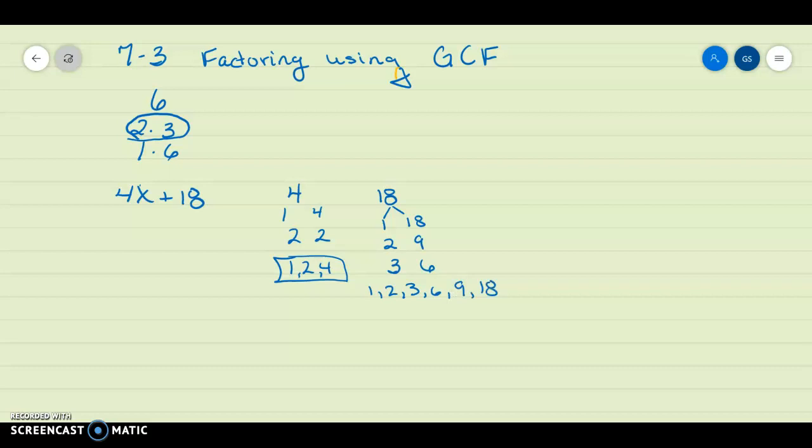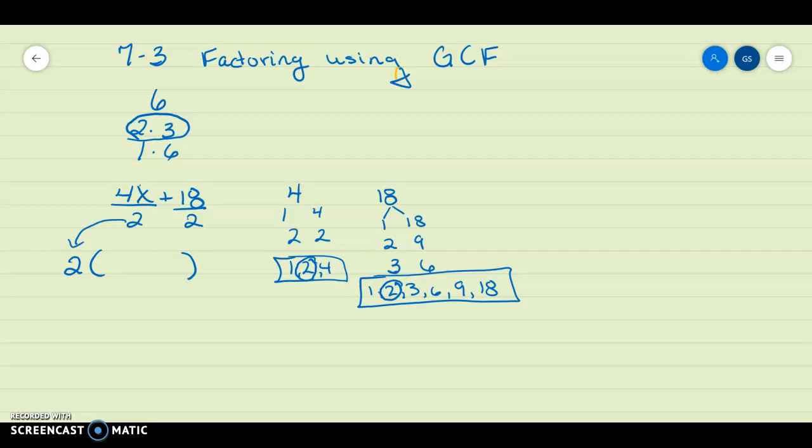What is the largest number, the greatest number they both have in common? Well, I see a 2 here and I see a 2 here. Therefore, 2 is the largest number that goes into both 4 and 18 evenly. So what we're going to do is divide by 2 under each term. We're going to bring that factor, the factor of 2, outside and make a parentheses. Now, the 2 came from there.